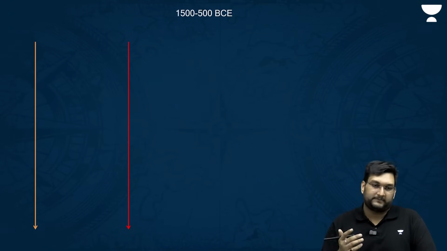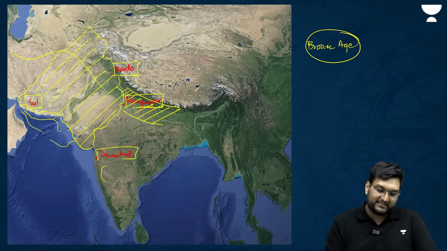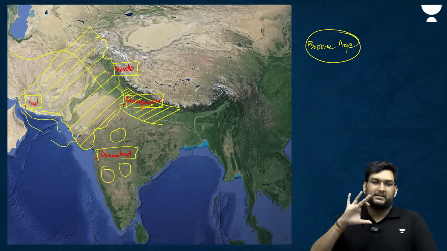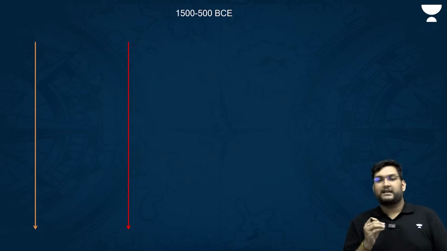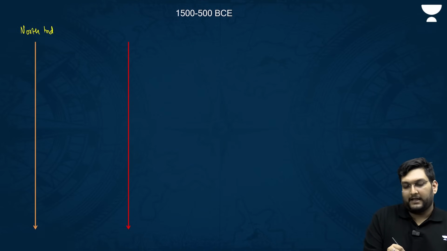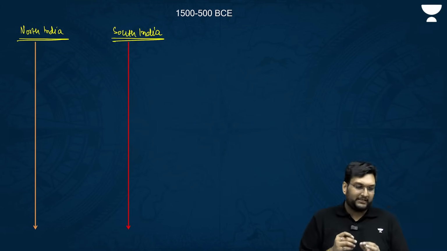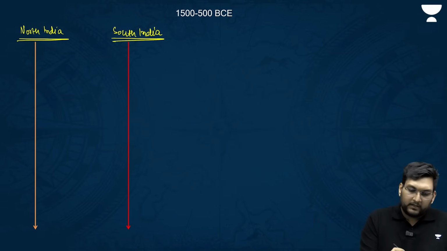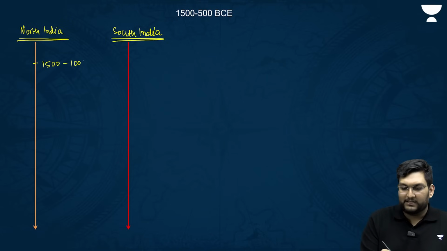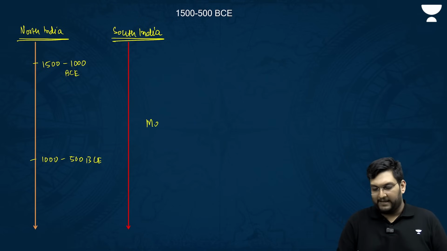Right. Now, with this we move to a period where there will be a bifurcation. Basically, after 1500, we generally believe that there are non-Harappan Chalcolithic cultures also, but we do not put them on the map or in the timeline. But 1500 to 500 is a period where there will be two divisions, one for North India and the other one for South India, wherein in North India what we will see is 1500 to 1000 BCE and 1000 to 500 BCE. And this whole period in South India is called the megalithic period.